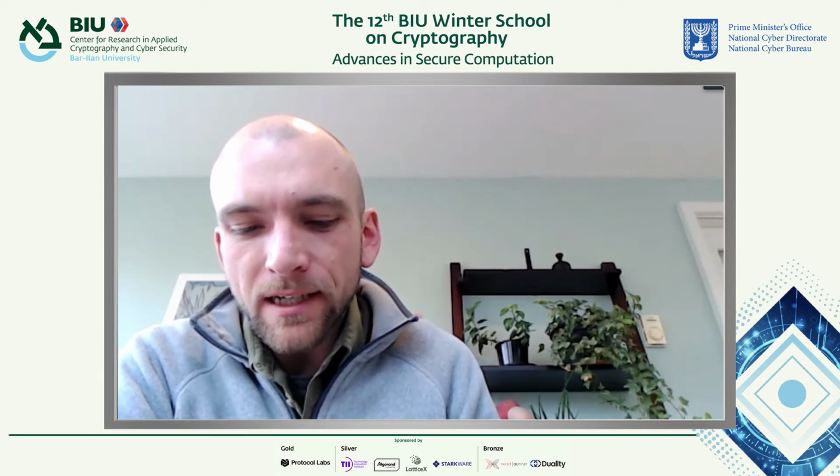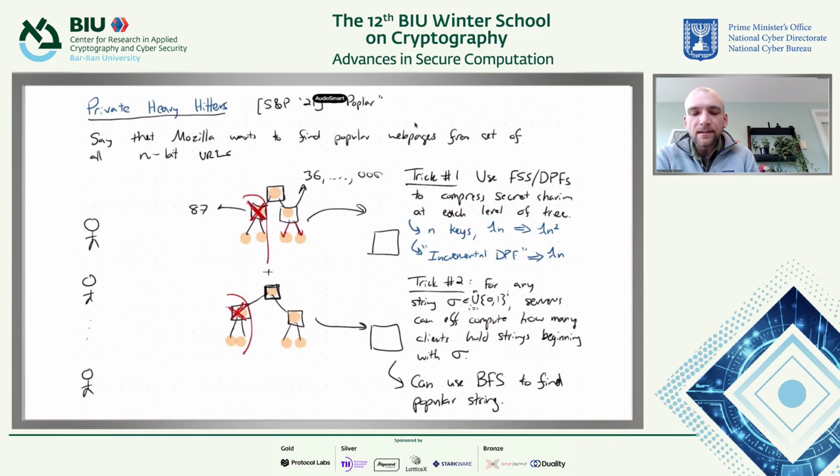I hope if I lost you completely here, the one thing that you remember is that there's this thing called an incremental DPF that lets you succinctly share values on the nodes of a tree where the tree has a single non-zero path in it. So that's the one primitive to remember.